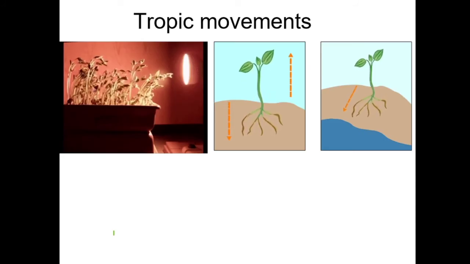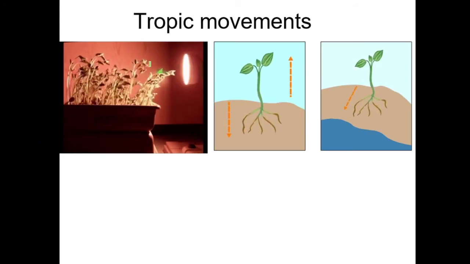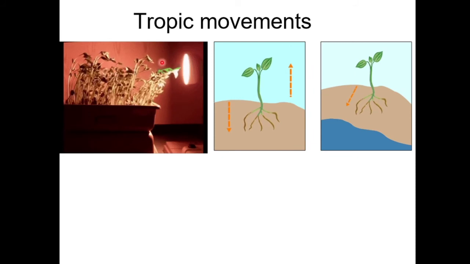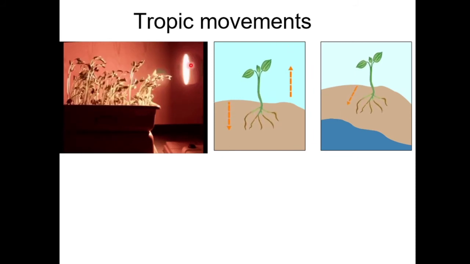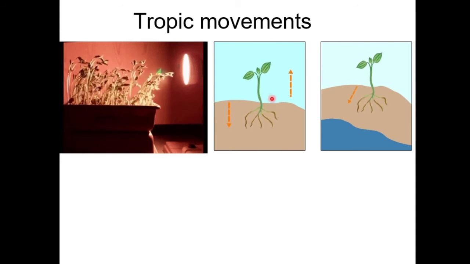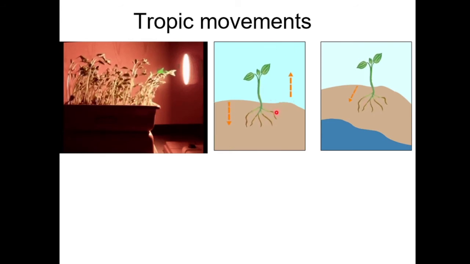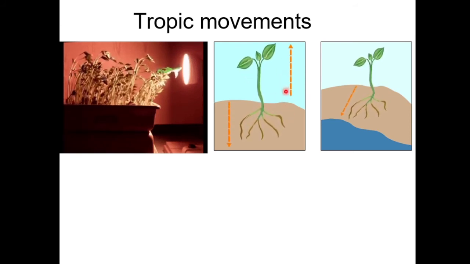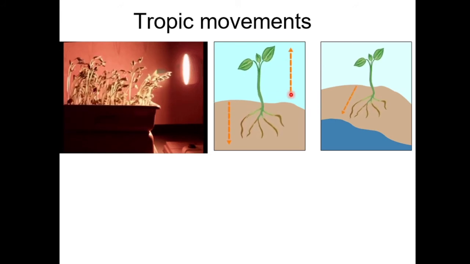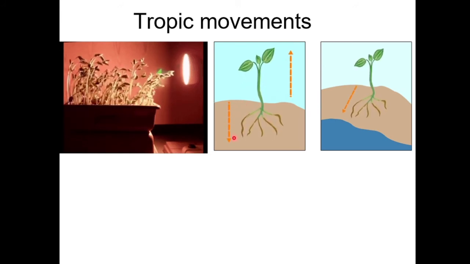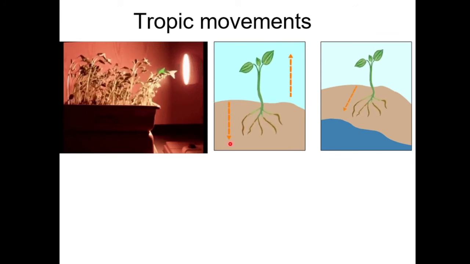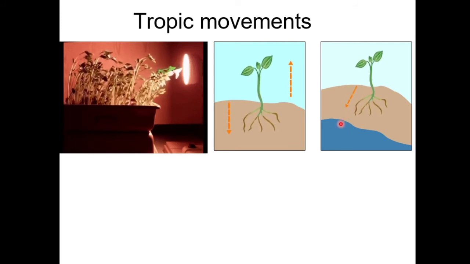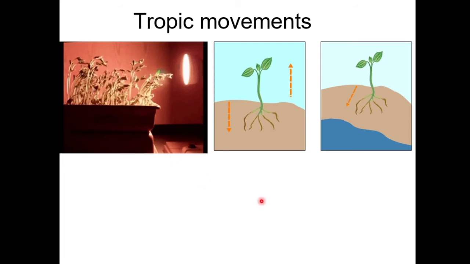See tropic movements. Here you can see the plants, they are growing towards what? Towards the light source, na? So this is positive phototropism. Here look, the shoot, or the stem, is growing away from gravity, right? So that is negative geotropism. And the roots, they are growing towards the ground. That is positive geotropism. Here it is growing towards the water, na? So that is positive hydrotropism. So these are some animations of tropic movement.